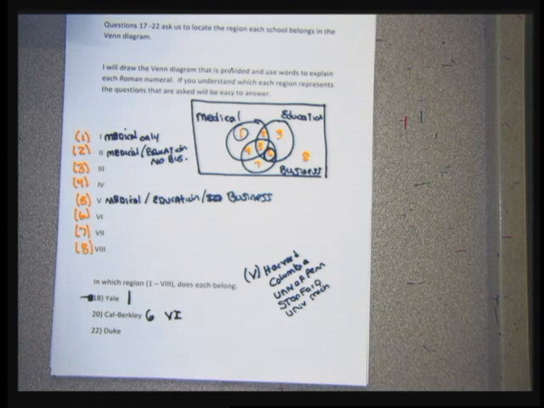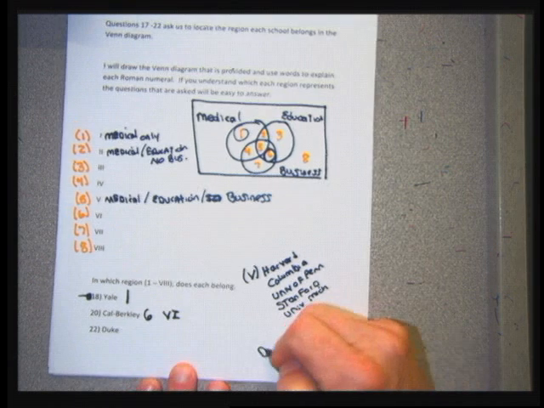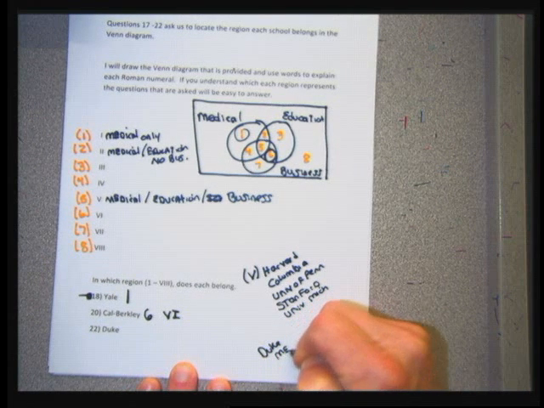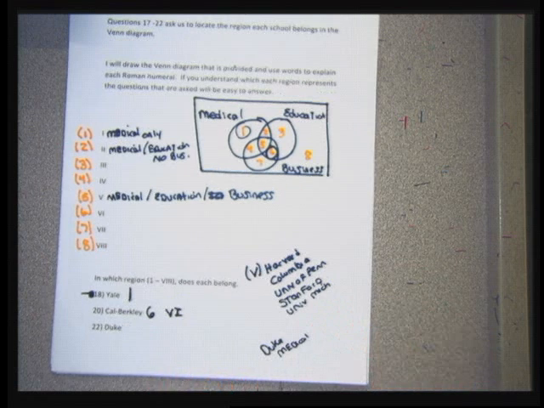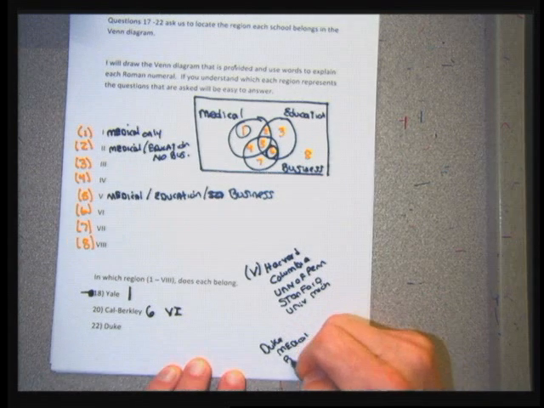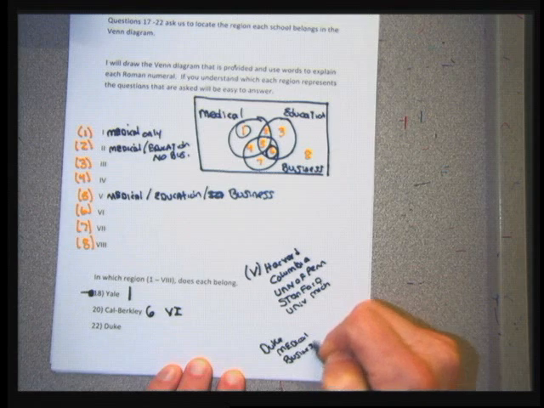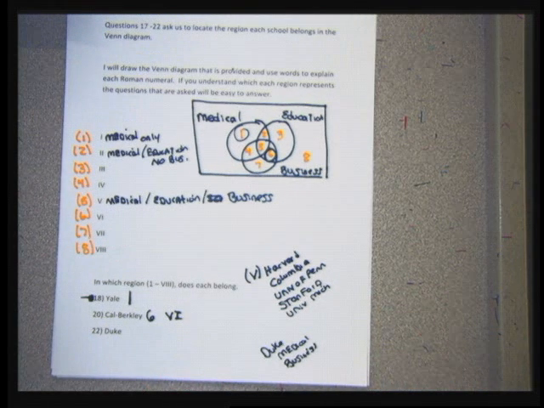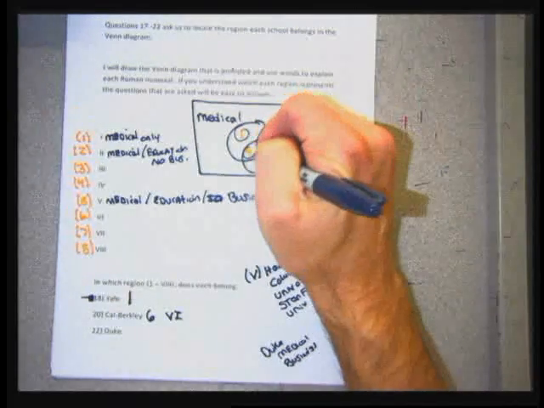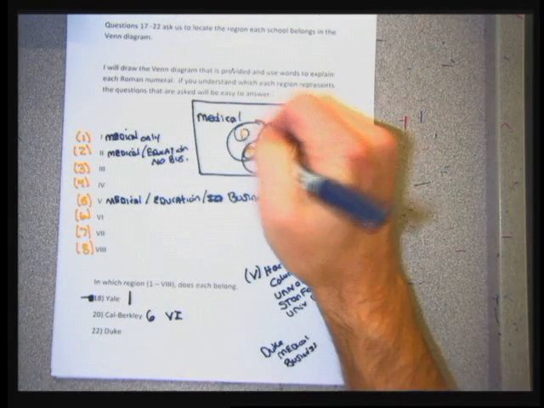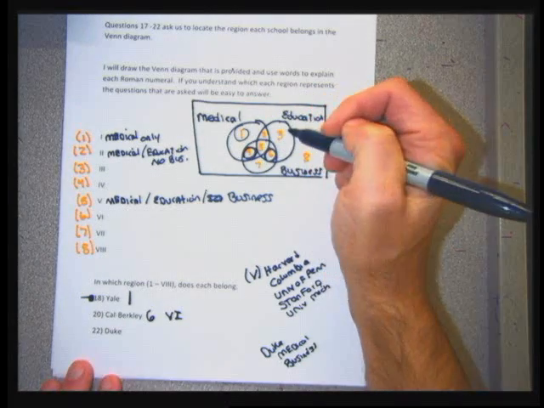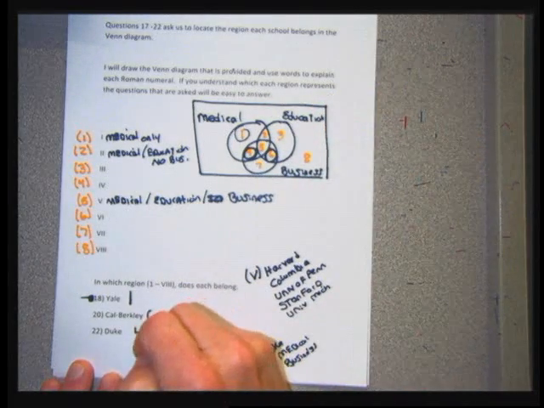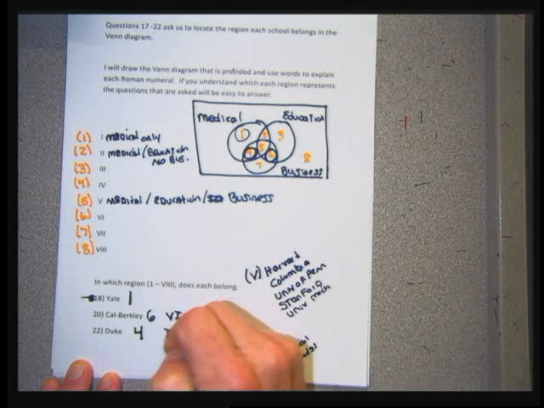And then the last school I need to place is Duke. As I look at my lists, Duke has a medical college or a medical school because it's in the first column. I don't see Duke having an education program, which seems kind of surprising. I also see Duke having a business program. So I need to place Duke in the region that has medical and business but not education, and that's going to be Region 4. This Region 4 is in the overlapping section between the medical schools and the business schools, and it doesn't have an education school. So I could write 4 as a regular number or IV as a Roman numeral.